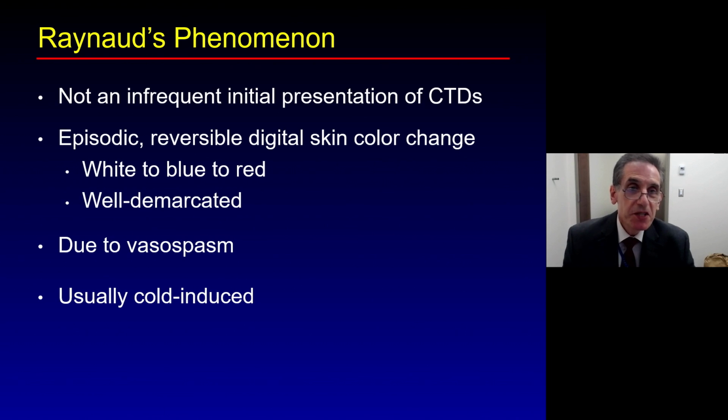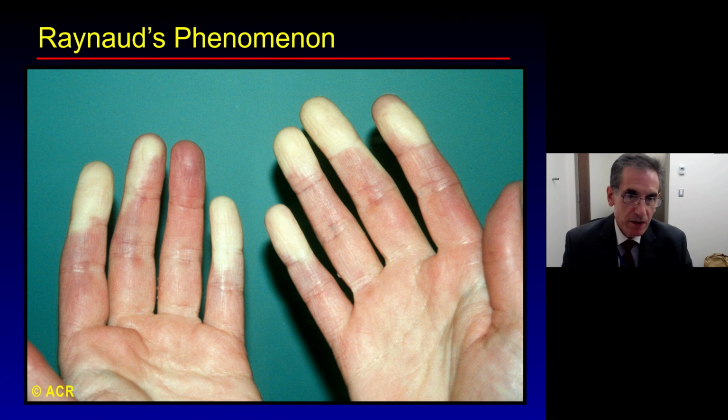Raynaud's phenomenon. This is important. It's a not infrequent initial presentation of connective tissue diseases. It involves an episodic reversible digital skin color change where the fingers or digits of the toes sometimes can go from white to blue to red. It's well demarcated. It's due to vasospasm. It's usually related to cold, but other factors can provoke it, and it's reversible.